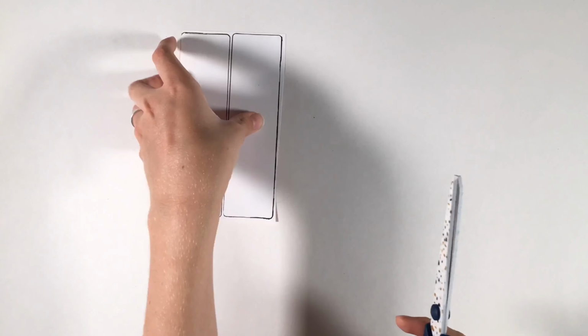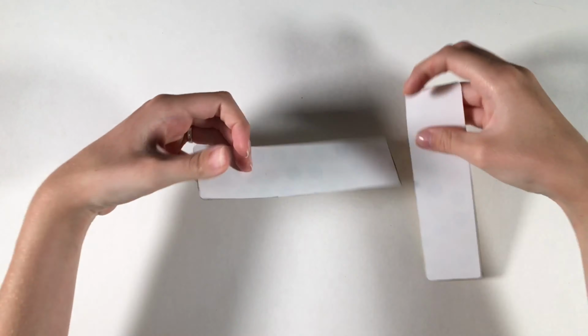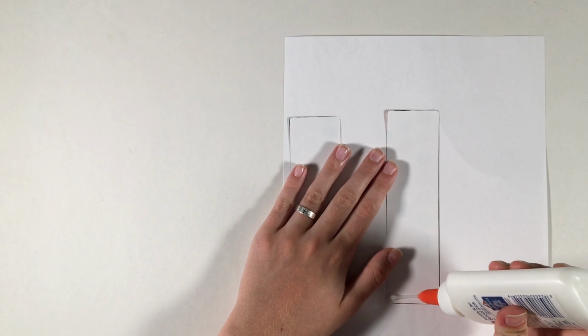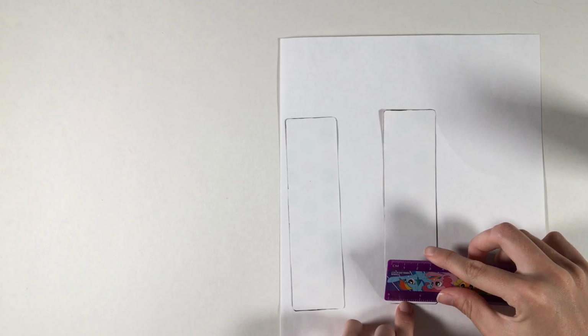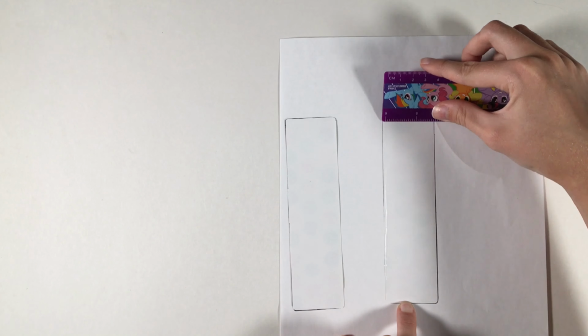Now cut both of your rectangles out. Now that I have both of my pieces cut out, I'm going to take them and lay them on a sheet of paper with the white side up, and then I'm going to take a little line of glue at the bottom and then smear all over the paper with my ruler.